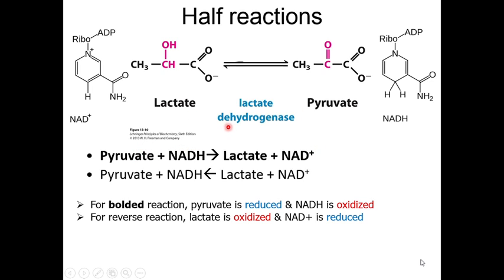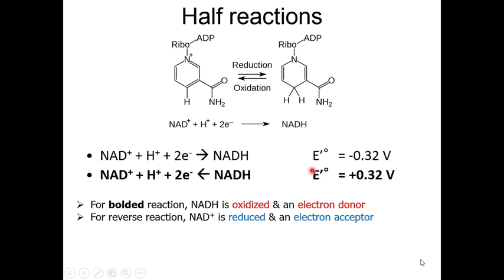At the same time, pyruvate, by accepting the electrons, gets converted to lactate, and hence pyruvate is reduced and NADH is oxidized in the reaction. For the reverse reaction, lactate, when treated with NAD+, gets oxidized and NAD+, in this case, gets reduced. Now, if you look back at the table for the E0 value for conversion of NAD+ to NADH, it is minus 0.32 volts. And the reverse reaction is plus 0.32 volts.